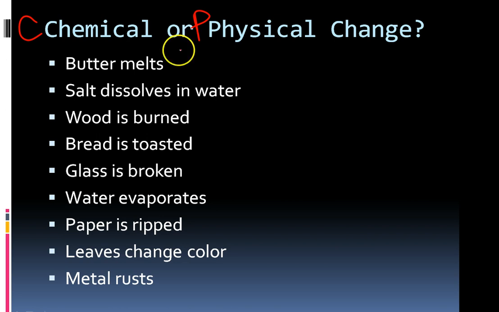Okay, butter melting would be a physical change because we're not changing what's in it. Even melted butter is still butter, and we can change it back as well. We can change melted butter back into solid butter by putting it in the refrigerator, right? So we can change that back. Salt dissolving in water is again a physical change because I can change it back. I can get the salt back out of the water, and so on.